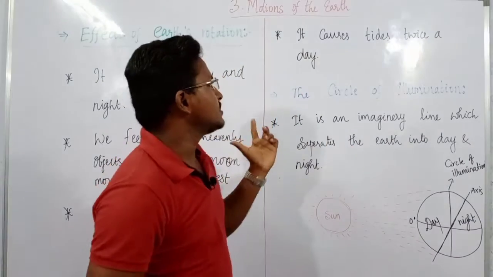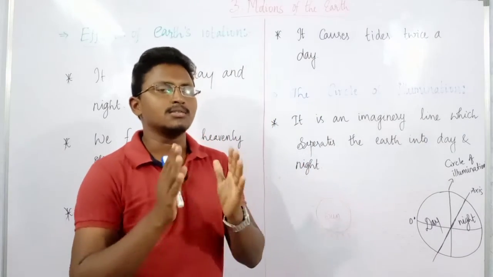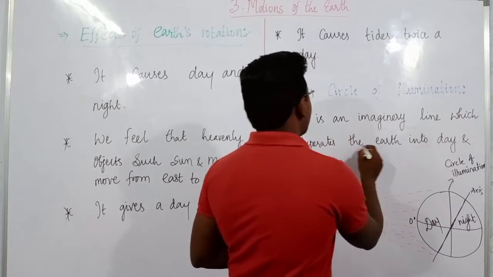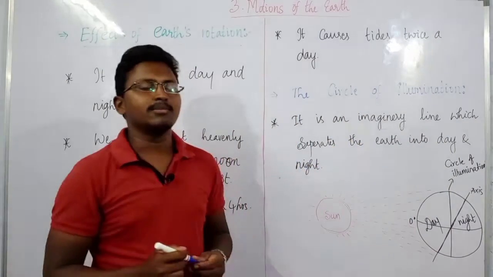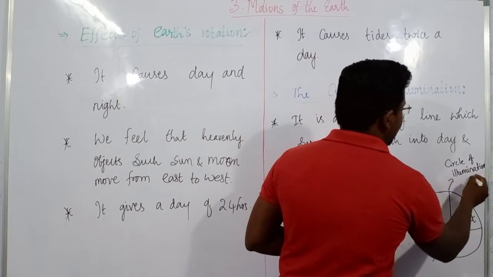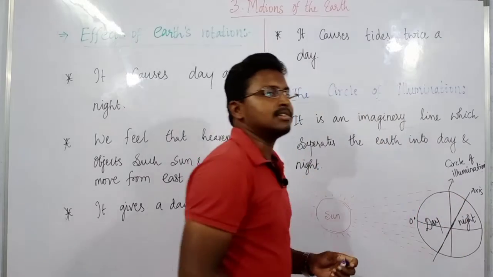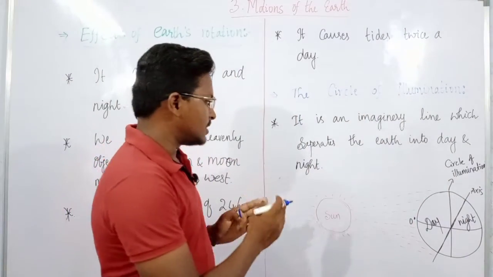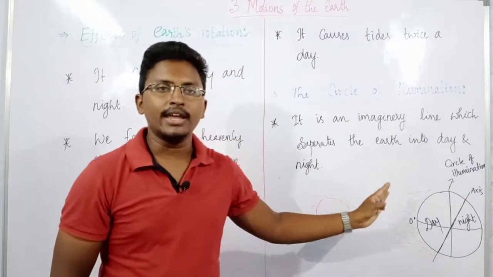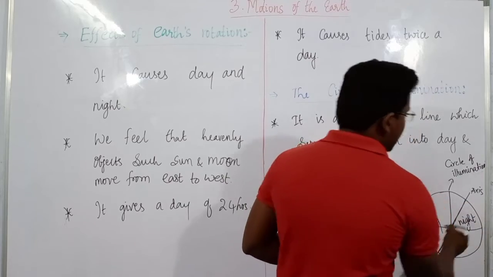Then the next one is the circle of illumination. What do you mean by the circle of illumination? Circle of illumination means an imaginary line which separates the earth into day and night. It divides the earth into two equal parts, and the part of the earth which is facing the sun experiences day, and the other half experiences night time.